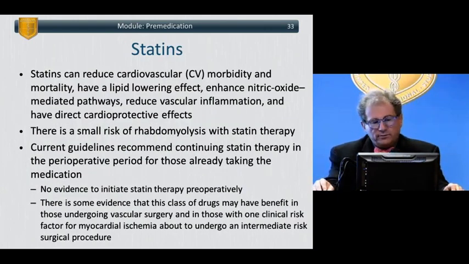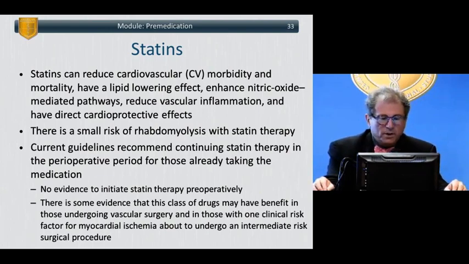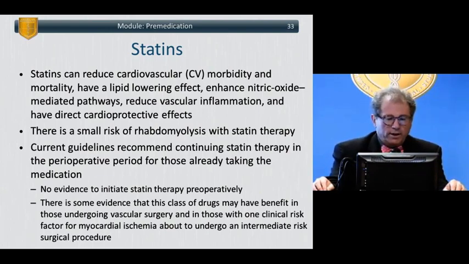What about statins? Statins can reduce cardiovascular morbidity and mortality by a lipid-lowering effect, enhance nitric oxide-mediated pathways, reduce inflammation, and have a cardioprotective effect. There is a very small risk of rhabdomyolysis with statin therapy, and basically we should titrate statin therapy to maintain an appropriate lipid-lowering level.